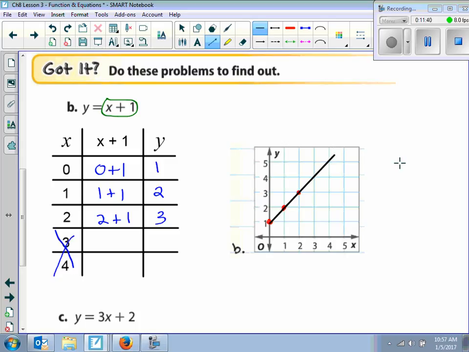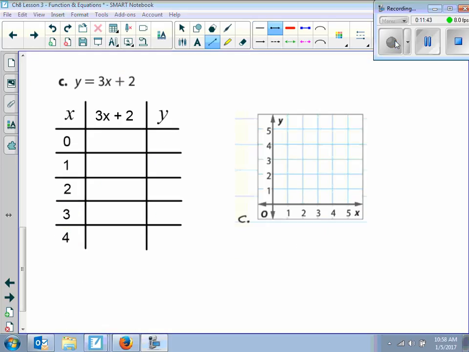This is a linear equation. It is a straight line. All right, so example C, we're going to graph y is equal to 3x plus 2. Once again, I'm going to take out 3 and 4. Actually, 2 is probably going to knock us way off our graph also. All right, so we're choosing 0, 1, and 2, and then we substitute into our function rule.